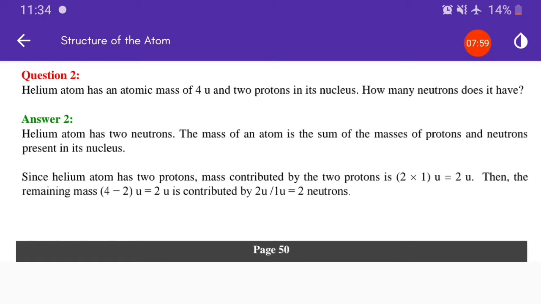The mass of an atom is the sum of the mass of protons and the neutrons present in its nucleus. Since helium has 2 protons, the mass contribution of the 2 protons is 2 into 1, that means 2 units. Then the remaining mass, 4 minus 2, will be 2 units, contributed by neutrons and divided by 1 unit, means 2 neutrons. So it has 2 protons and 2 neutrons in its center.